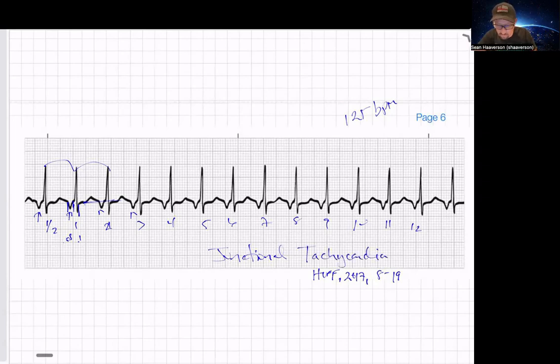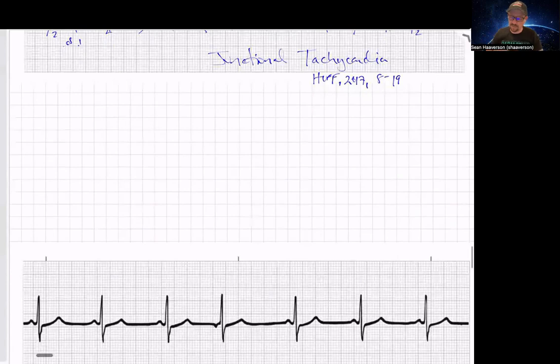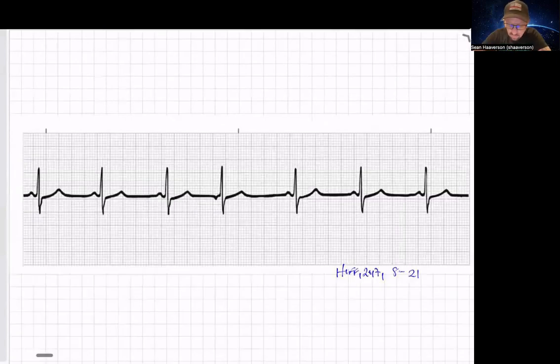All right, excellent. And I think I've got one more. Okay, let's take a look at this one. I don't think we've looked at this one yet either. Okay, let's start with our rate. So this is going to be 1, 2, 3, 4, 5, 6. Okay, so this is about 60 beats per minute.